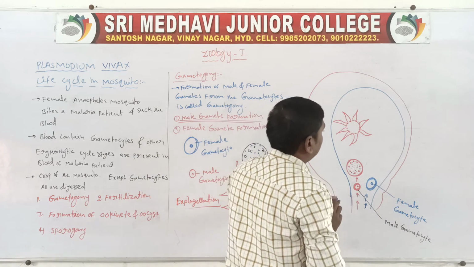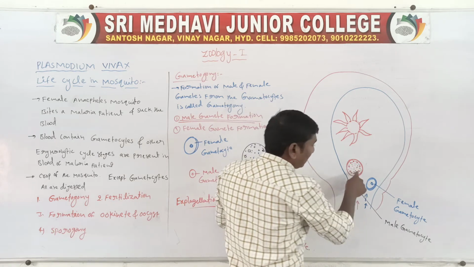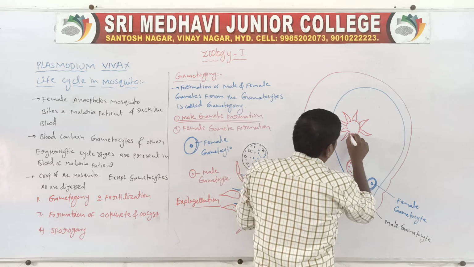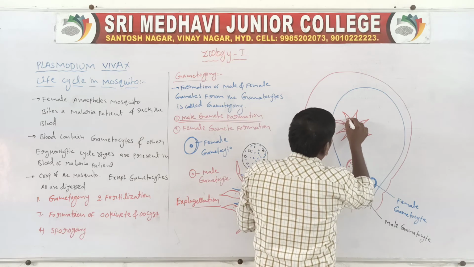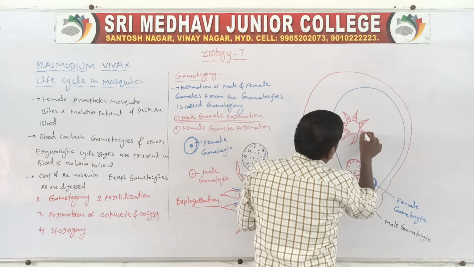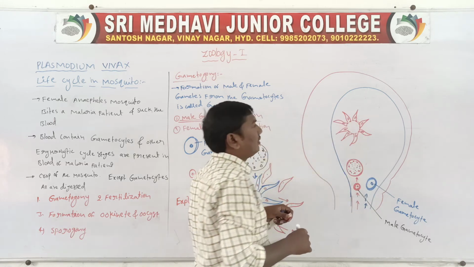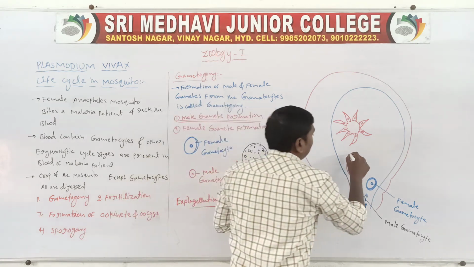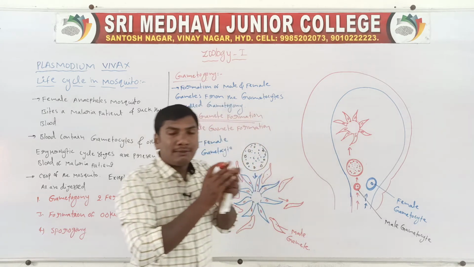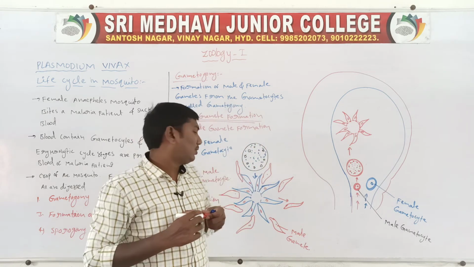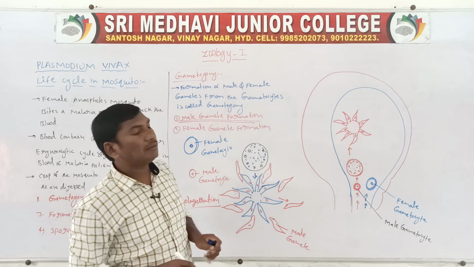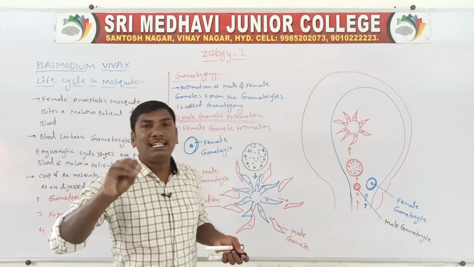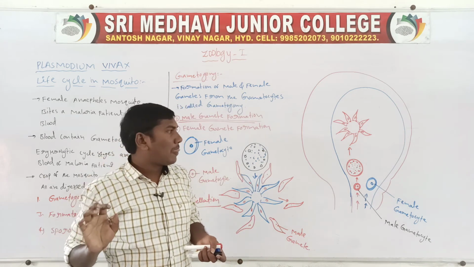Eight flagella-like structures are present on the 8 daughter nuclei. The daughter nuclei enter into each flagellum: 8 flagella, 8 nuclei, one nucleus entering into one flagellum. After that the flagella show lashing movements. The flagella separate from the cytoplasm. This process is called exflagellation. Finally, 8 male gametes are formed.